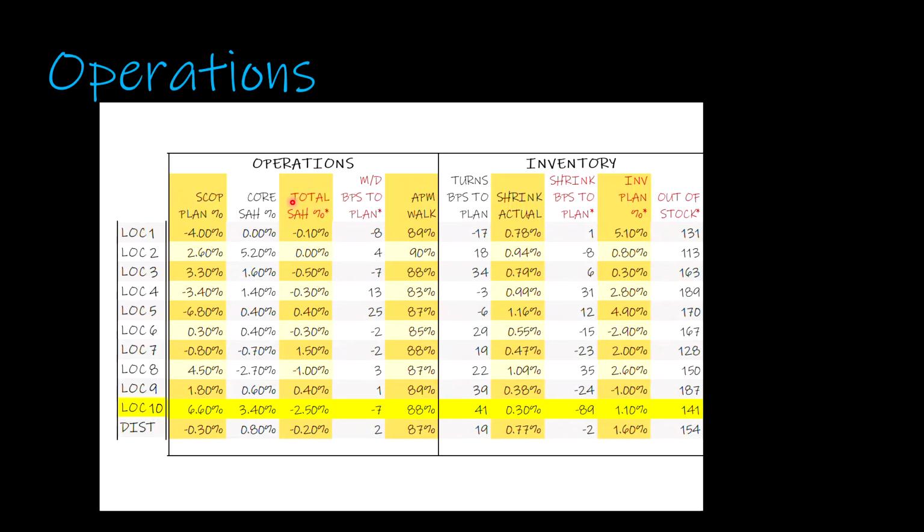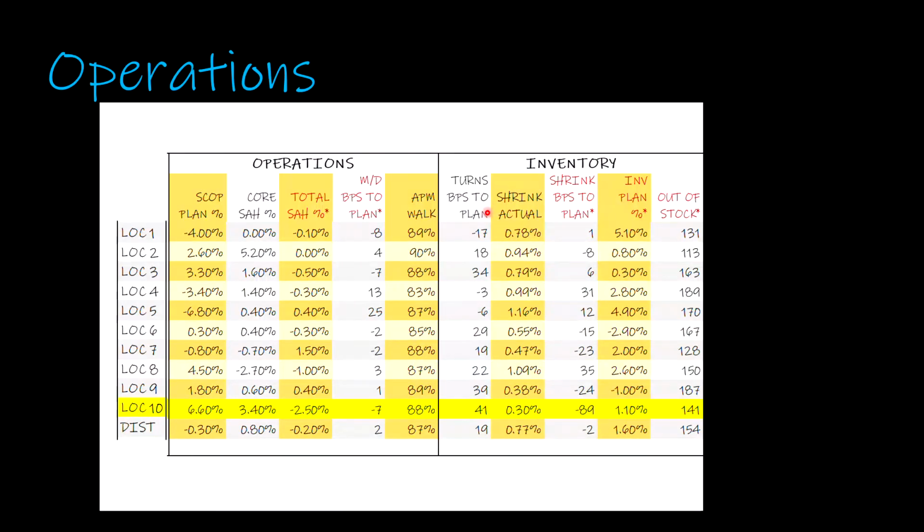And we see total sales adjusted hours, meaning basically hours against budget. We can see that location 10 is at negative 2.5%, which is lower than any other location and considerably lower than the district average. We see that their markdowns compared to their plan are also negative, and that's lower than the district average. They are in a tie for 2nd place there. And then they have an APM walk score, which is basically an operations score based upon an auditor. And they're pretty much in the middle of the pack here and very close to the district average.